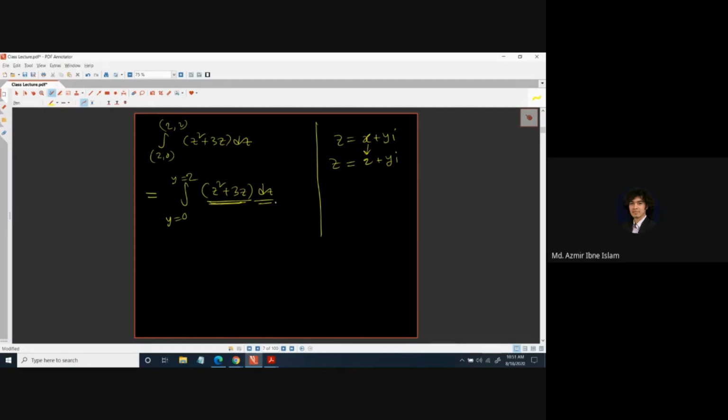Now if we differentiate, the independent variable this time will be y, so we differentiate with respect to y. So d/dy of 2 plus yi gives dz/dy. The differentiation of constant 2 is 0. In the differentiation of yi, i is constant and the differentiation of y is 1, so you just have i. So dz will be i dy. You can see we have dz equal to i dy. Do you understand my point?